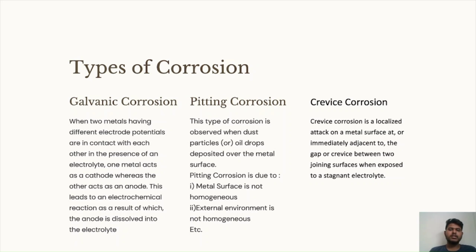Pitting corrosion. This type of corrosion is observed when dust particles or oil drops are deposited over the metal surface. Pitting corrosion is due to the metal surface not being homogeneous, the external environment not being homogeneous, etc. Crevice corrosion. Crevice corrosion is a localized attack on the metal surface at or immediately adjacent to the gap or crevice between two joining surfaces when exposed to a stagnant electrolyte.